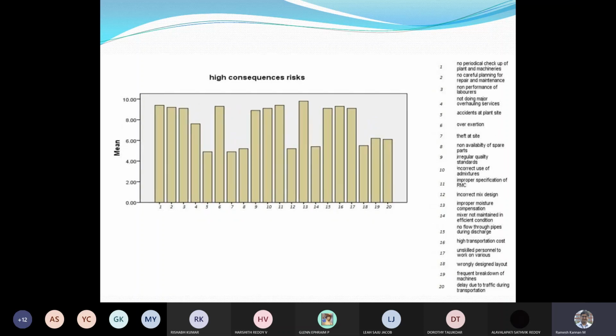So these are some high priority risks. And high consequence risk, we talked about probability of occurrence of this, and this is consequence, like what happens if the risk happens. Then, for example, no periodic checkup of plant and machineries. Like we talk about 5, accident at plant site, so that is pretty less. Whereas 13, we can talk about 13 is improper moisture compensation, right? So those could be highly consequential risks. So you should really keep in mind, right?